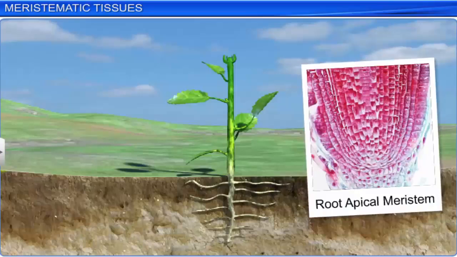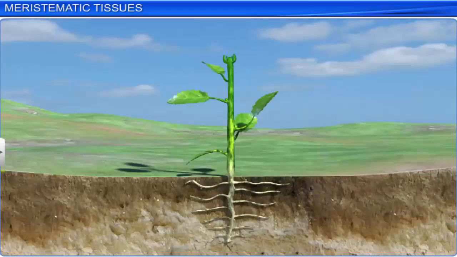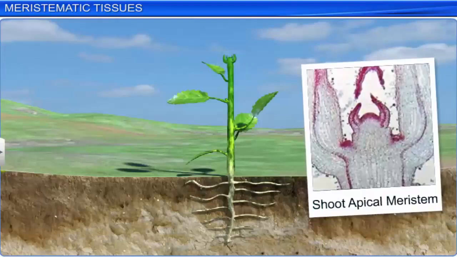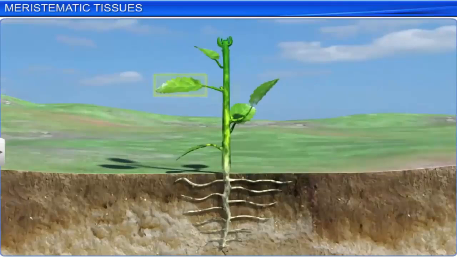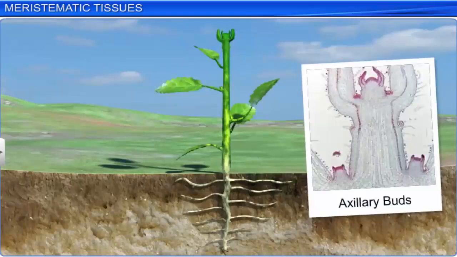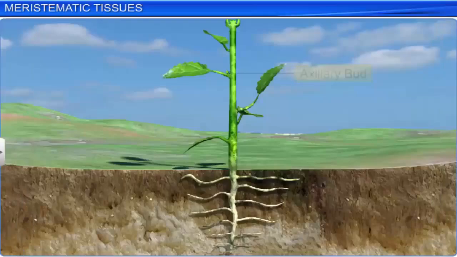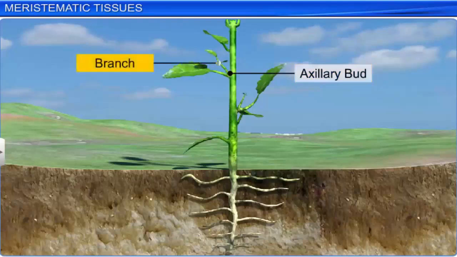The meristem found at the tips of the roots is known as root apical meristem, whereas the meristem found at the tip of the shoot is known as shoot apical meristem. During the formation of the leaves and the elongation of the stem, some cells are left behind from the shoot apical meristem. These cells form axillary buds. Axillary buds are formed at the axil of the leaves and can develop into a branch or a flower.